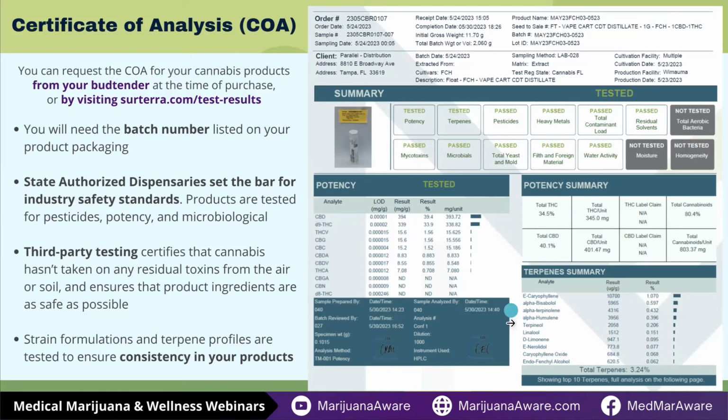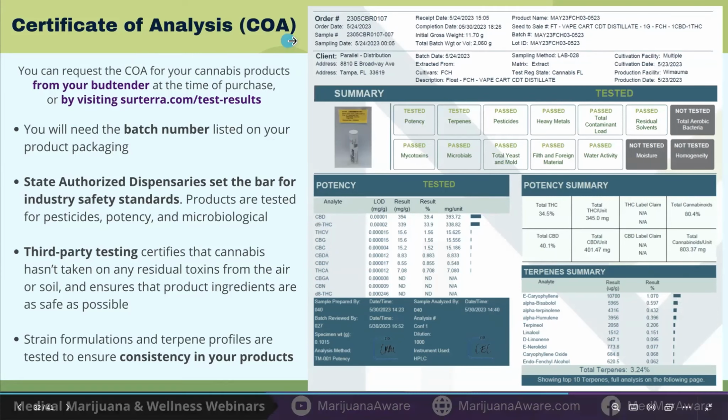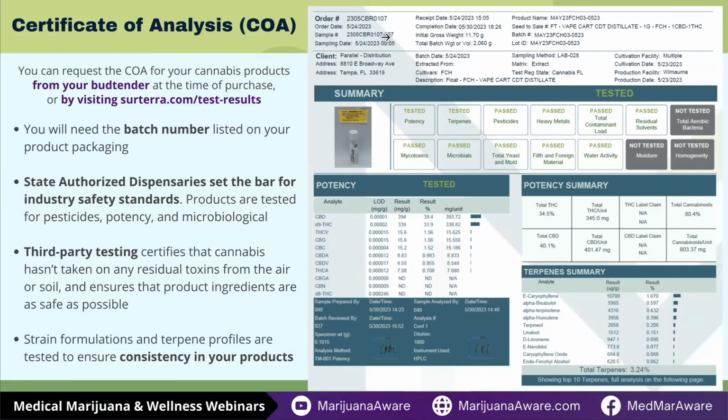Absolutely. So this is actually going to be the breakdown of what specifically is in the product that you are buying. This particular COA is telling you that there is 39% CBD, there's 33% THC, and then it's giving you all of the minor cannabinoids as well, which are still going to be incredibly beneficial. So it's good to know that they're testing for more than just major cannabinoids.